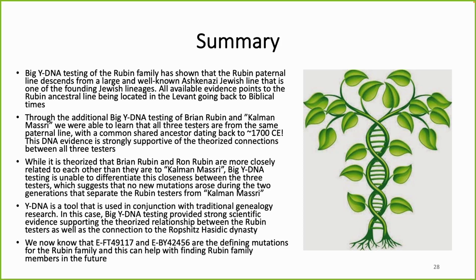And then lastly, what we've learned from this is that there are 2 mutations, FT49117 and BY42456, that are the defining mutations of the Rubin paternal line. And this can help with finding Rubin family members in the future. I love this picture off to the right that I found because this is the synergy between traditional genealogy research and DNA research, and in this case, it's Y-DNA research, all coming together to prove each other out.